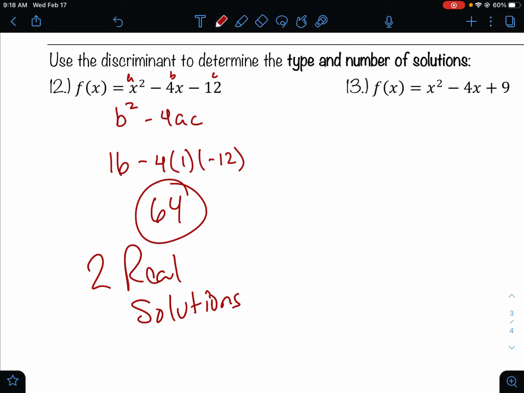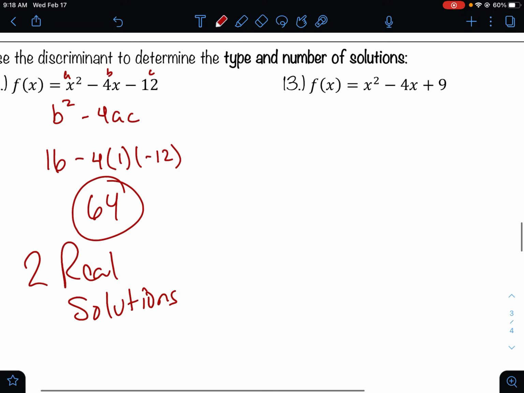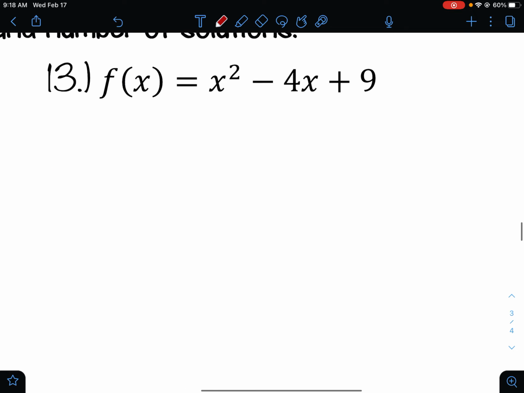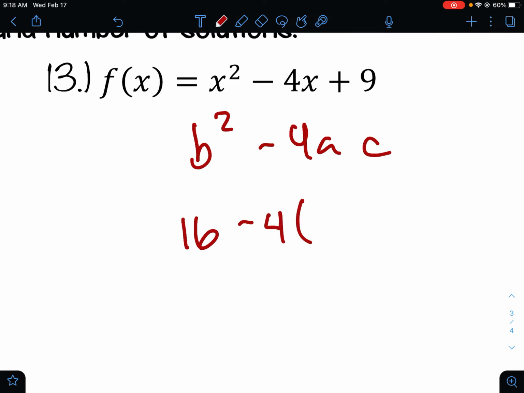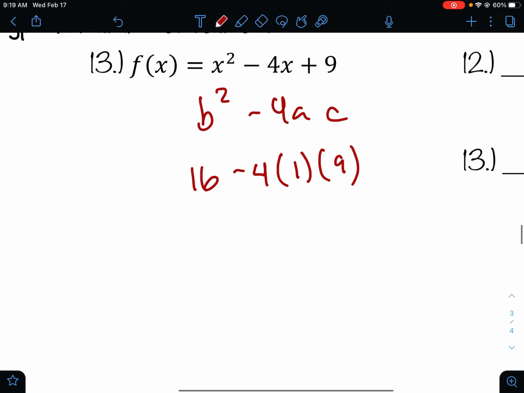If it were 0, I'd have 1 real solution. And if it's negative, I have 2 imaginary solutions. Let's see what this one is. Okay, again, b squared minus 4ac. I'm going to do b squared, negative 4 squared. That's a lot of negative 4 squareds. Negative 4 times negative 4 is 16 minus 4 times a, which is 1, times c, which is 9. We're going to go ahead and do that. 16 minus 4 times 1 times 9 is negative 20, I believe.